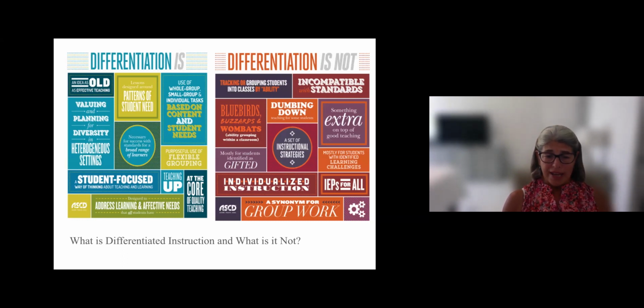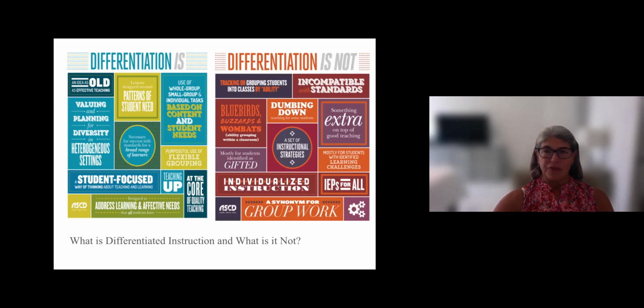And if you're just learning it, you'll start out doing it maybe once per unit and then add to it every year so that you'll have more lessons that are differentiated. But you are not going to differentiate every lesson every day. Otherwise, you will have no life. Okay, so you have to understand what it is, that it takes a lot of planning and it is a way of planning. So differentiation is student focused. You're thinking about the students and their needs. That's what it is. It's not individualized instruction.